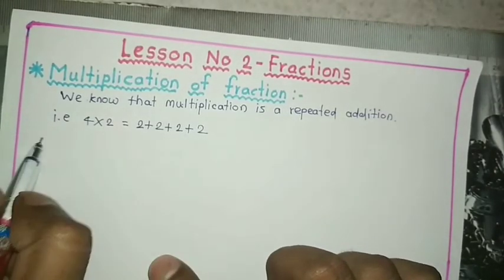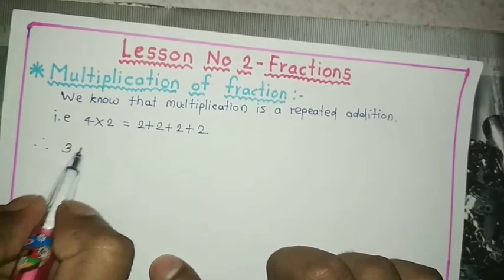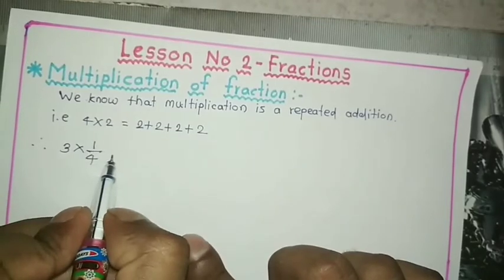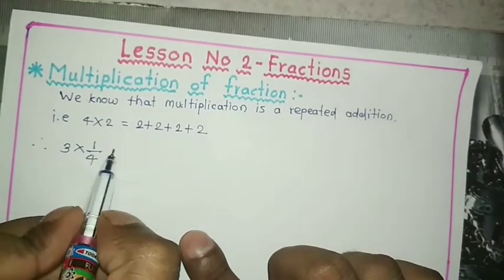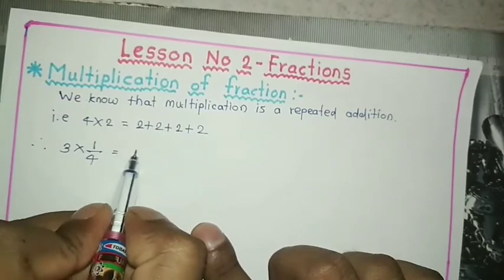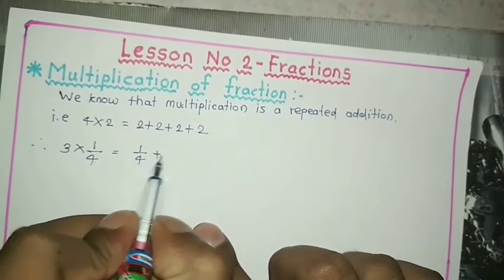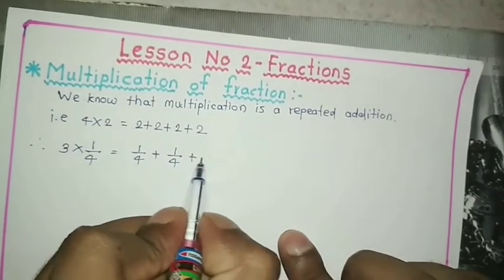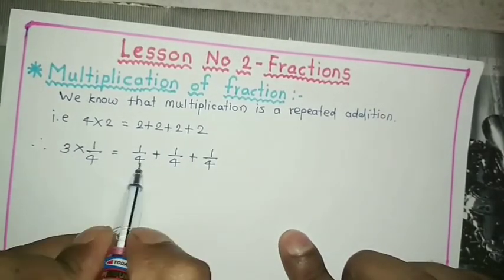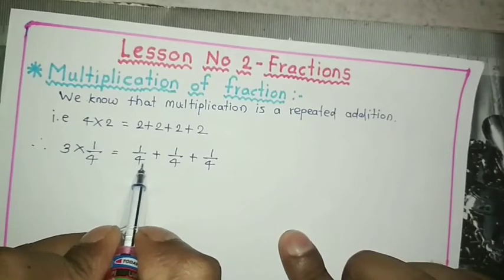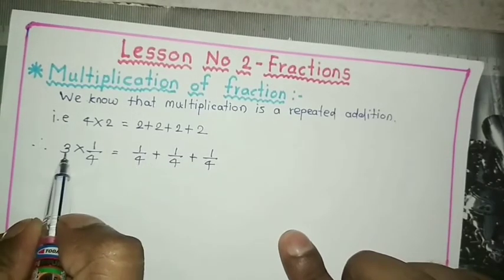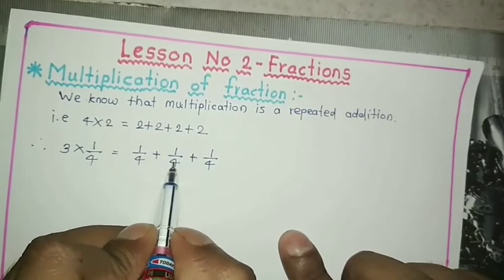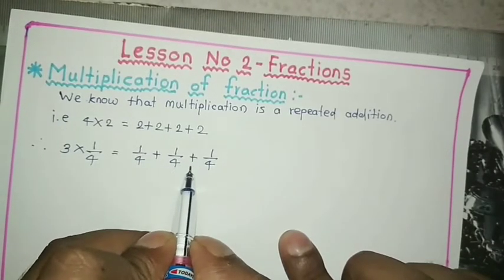Okay, so the same way I write 3 into 1 divided by 4. I write this multiplication like a repeated addition: 1 divided by 4 plus 1 divided by 4 plus 1 divided by 4. I write this 1 divided by 4 three times because we multiply 3 into 1 divided by 4.